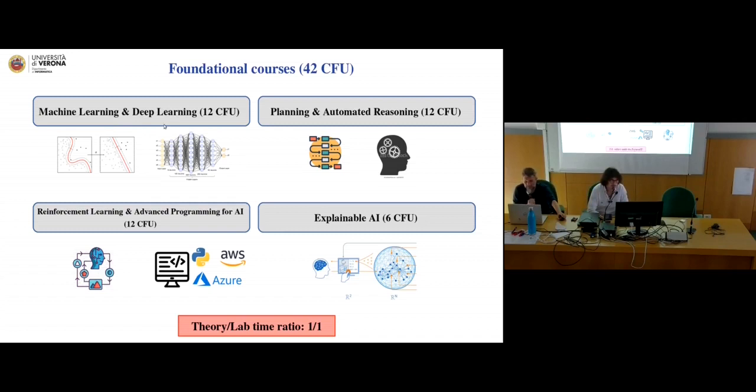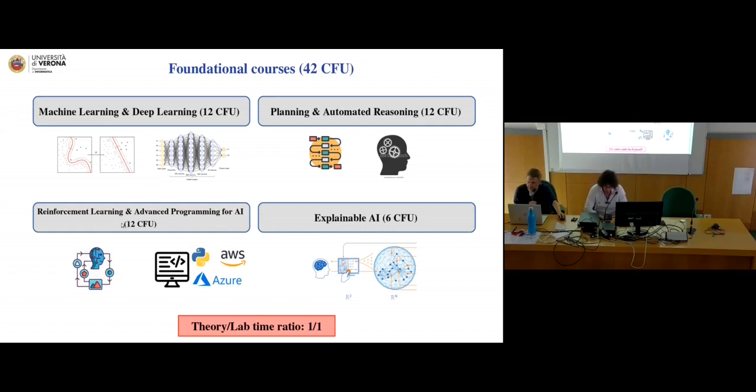What are these courses about? Machine learning and deep learning. You probably already know what it is. This is related to supervised learning, unsupervised learning, so clustering, classification, etc., and neural networks. Then planning and automated reasoning is more related to decision making, decision theory, and also logic, the logic-based methods which allow you to reason, to perform reasoning. And then we have two other fundamental courses, which are reinforcement learning and advanced programming for AI.